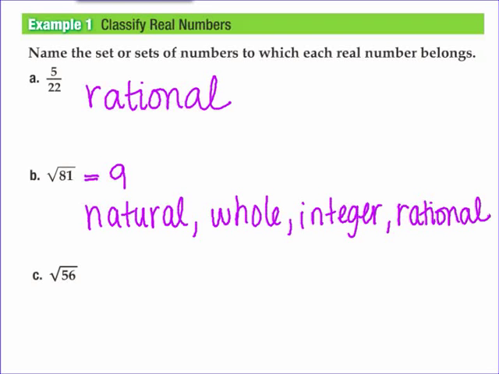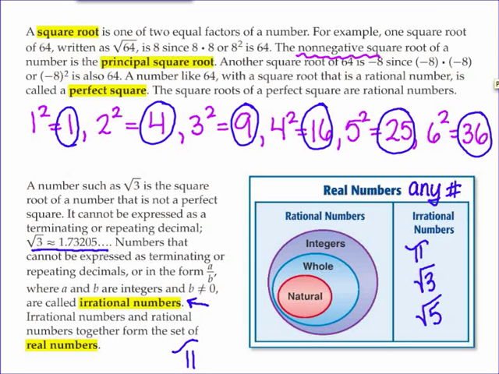So what you're probably going to want to do is bookmark that page P7 when you're doing this on your homework, because it's got that diagram. If it's a natural, it's going to be everything. If it's a whole, it's going to be an integer and a rational. If it's an integer, it's going to be an integer and a rational.